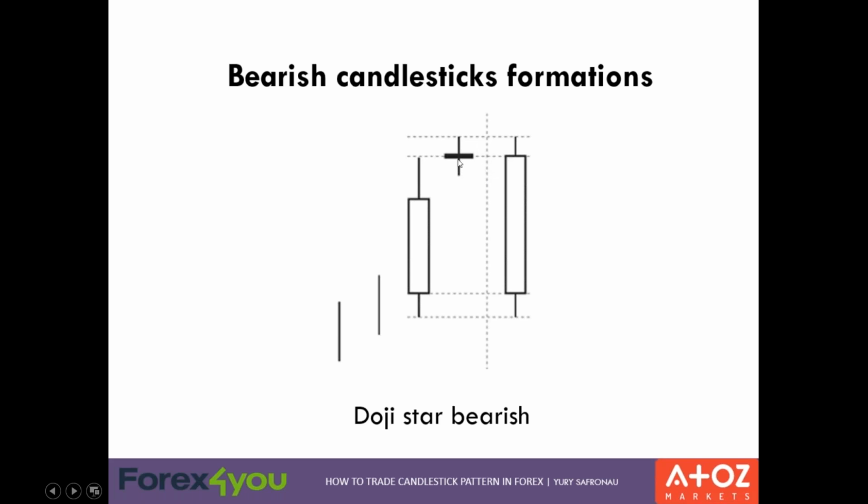This is a simple doji, so it's called a star doji pattern. The bearish doji star pattern, regardless of the shape of the doji, should start with a normal or long white candlestick. It must continue with a doji gapping up, like in this example.